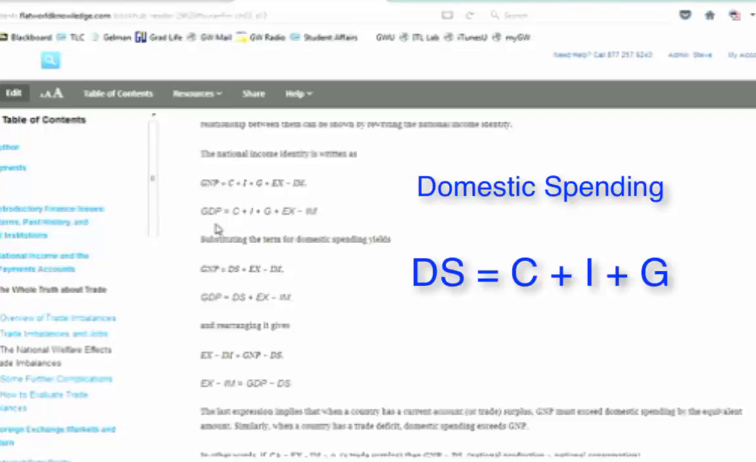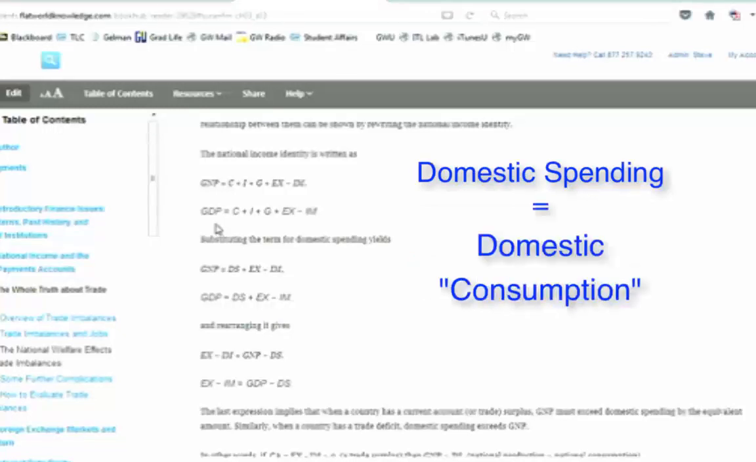But I've got to put it somewhere. I'm going to put it into this mix of C plus I plus G. And remember that I in the US is just 15 or 16% of the economy, whereas consumption is up at 70% and government is up at 20%. So investment is a small component overall. It's not too strong of an assumption to say domestic spending corresponds to consumption of goods and services by individuals in the US economy.